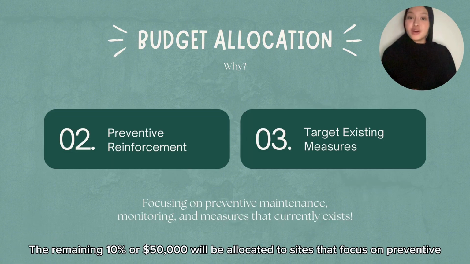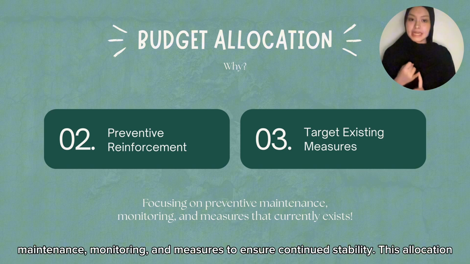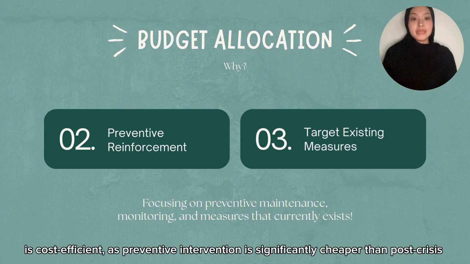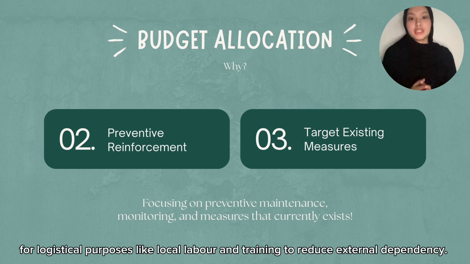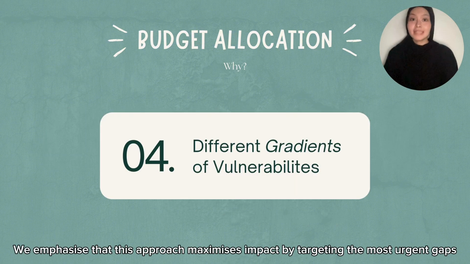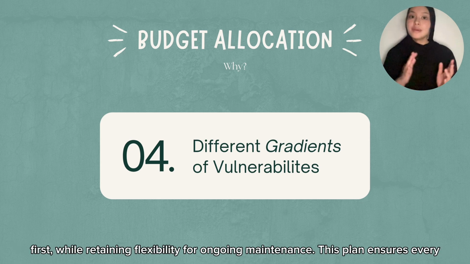The remaining 10% or $50,000 will be allocated to sites that focus on preventive maintenance, monitoring, and measures to ensure continued stability. This allocation is cost efficient as preventive intervention is significantly cheaper than post-crisis reconstruction. Additionally, a small portion of this budget, a 5% contingency, is reserved for logistical purposes like local labor and training to reduce external dependency.